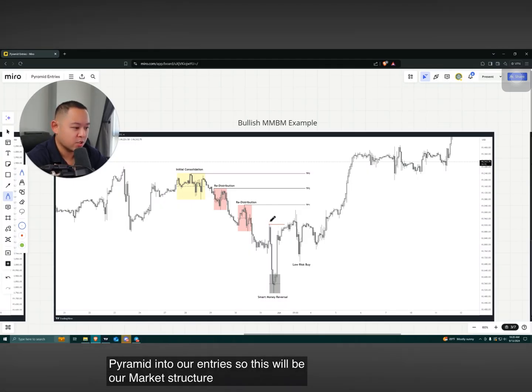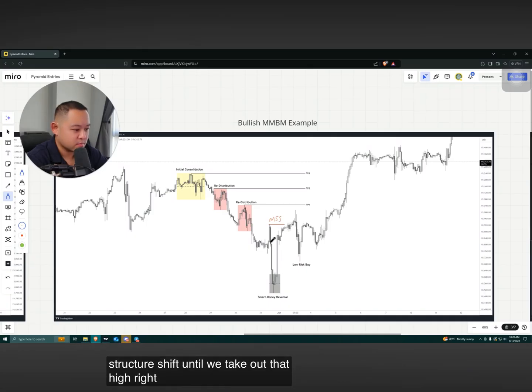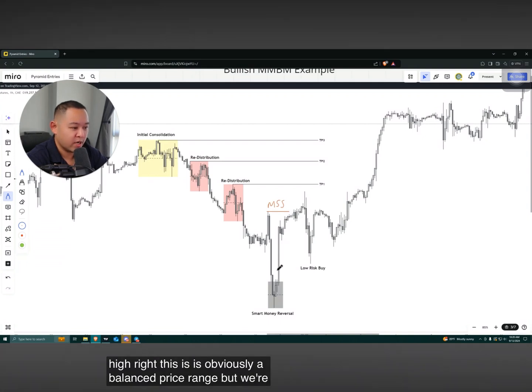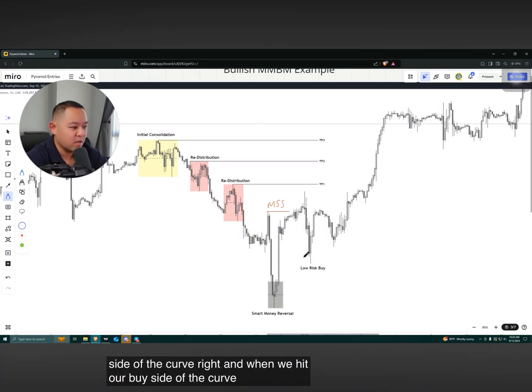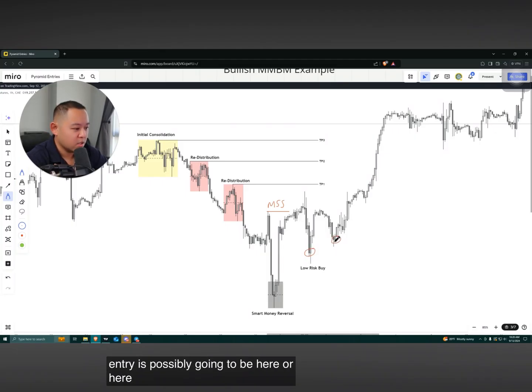So this will be our market structure shift. We're not getting the market structure shift until we take out that high, right? This is obviously a balanced price range, but we're not covering that in this video. These will be our take profit levels on the sell side of the curve, right? And when we hit our buy side of the curve, where are our possible entries going to be? Well, I would say our possible entry is going to be here or here. So if we miss this one, we can possibly get in on this one. And then let's just say your stop loss is there, right? So there's your entry and then your take profits up here. So there's our initial entry.